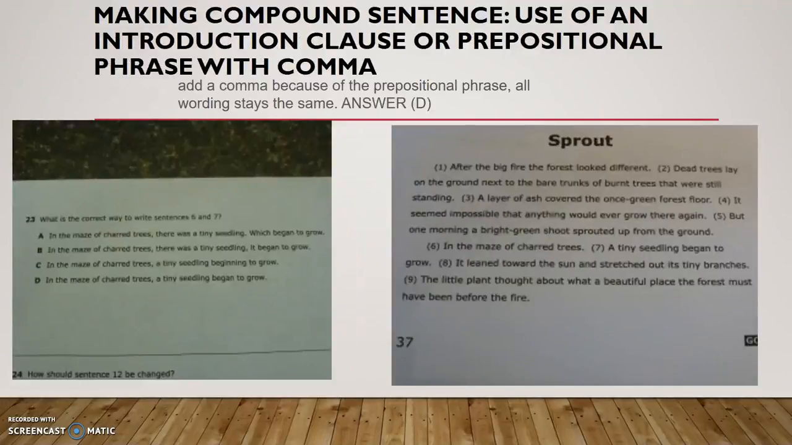Let's look at another example. All right, this sentence says, what is the correct way to write sentence 6 and 7?